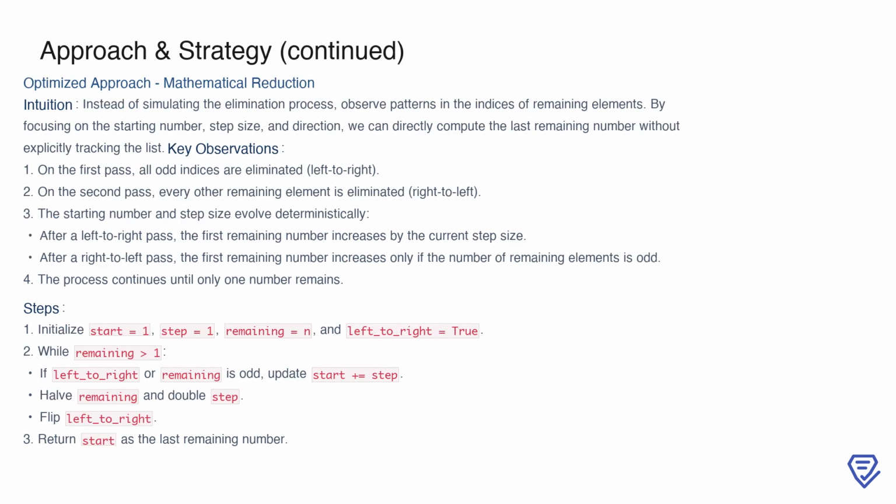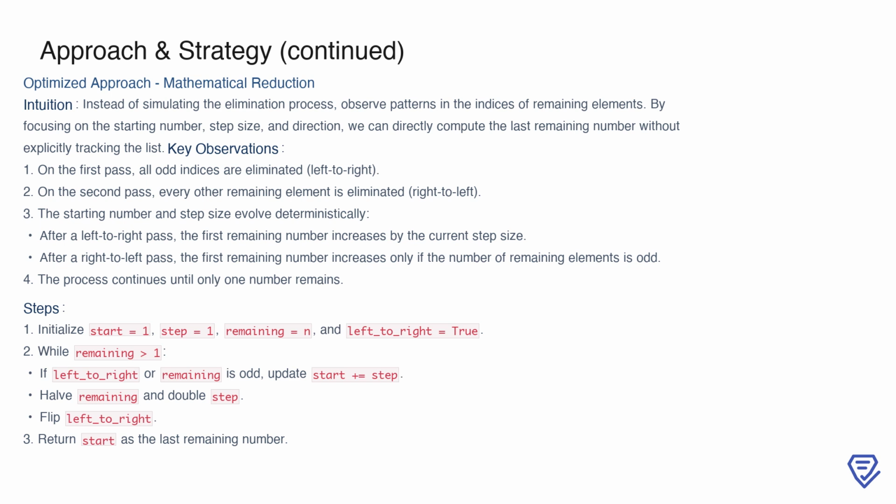A more efficient solution lies in an optimized approach that avoids direct simulation by using mathematical reduction. Instead of explicitly maintaining and iterating over the list, we analyze the elimination process to find patterns in the indices of the remaining elements. For example, in the first pass, all numbers at odd indices are eliminated, while in the second pass, elimination alternates based on the new list structure.